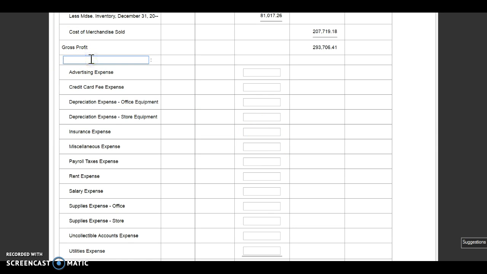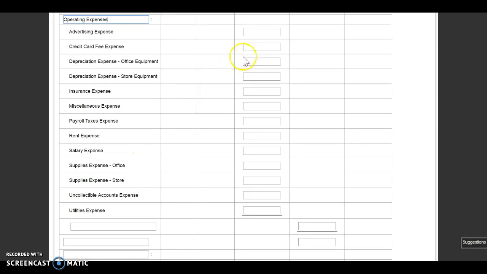So the first thing is we need to give a label to this next section. This is going to be called our operating expenses. And then you can see that we have all of our expenses listed, and we are simply going to be putting in the balances of those expenses. So big thing here is make sure that you're copying numbers down correctly, because that's where we can get messed up. And if we have messed that up, we'll get totals wrong and then income wrong and everything else. So copy carefully.